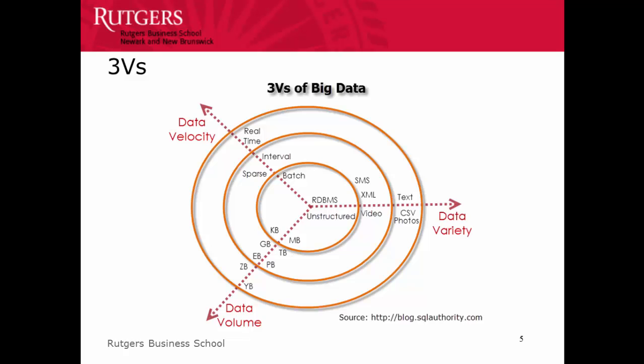And the last dimension is data velocity. In the past, when a company was trying to analyze its own data, typically it would do it in batch mode. What's batch mode? It means that, for example, every day at exactly 11 o'clock, I will upload my information to my system and my analysts will analyze that. So it is not done in real time.